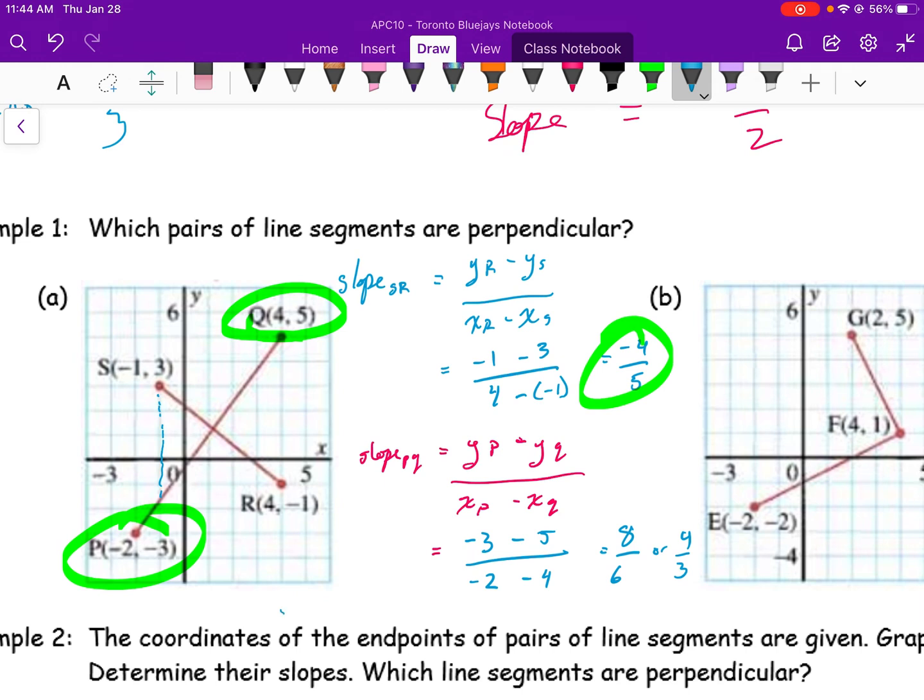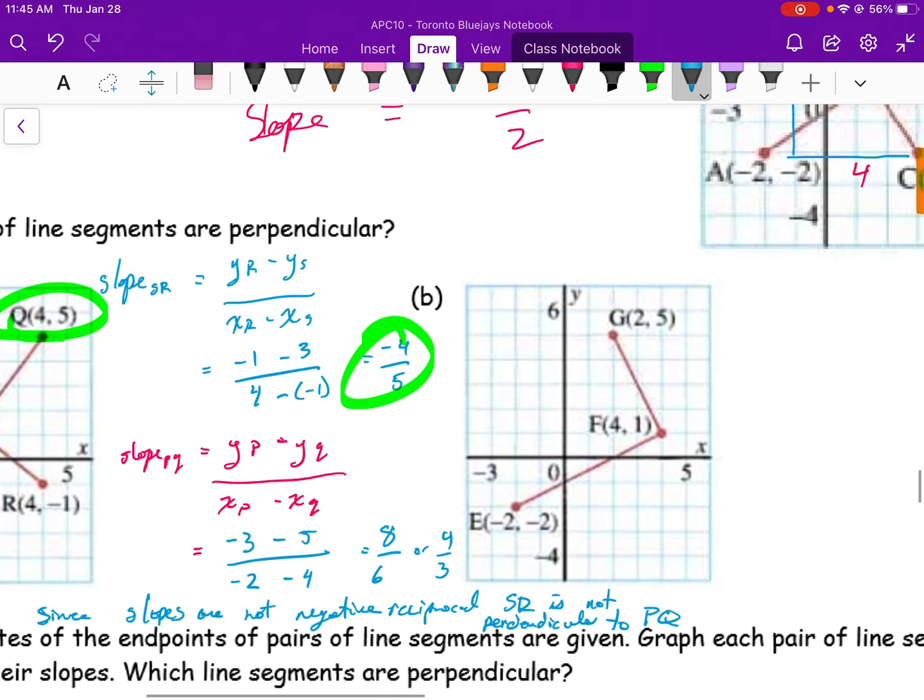So since the slopes are not negative reciprocals, these are not perpendicular. SR is not perpendicular to PQ.